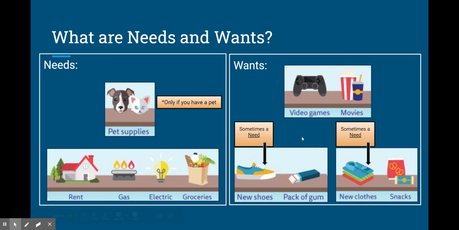Okay, also our wants. So this is stuff we want. We don't really need it, but it's nice to have after we pay for our needs. So wants are video games, going to the movies, a pack of gum, snacks. Now, new shoes and new clothes, sometimes they are a need because maybe there are holes in your clothes or your shoes are worn out, but you don't need a bunch of shoes. You don't need a bunch of new clothes. Just the basics to do your job. You don't need extras.